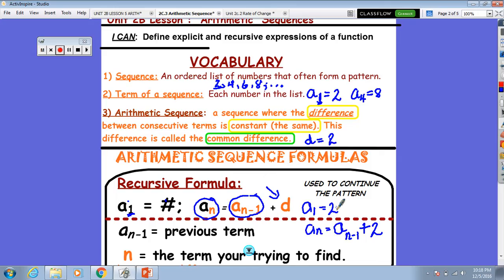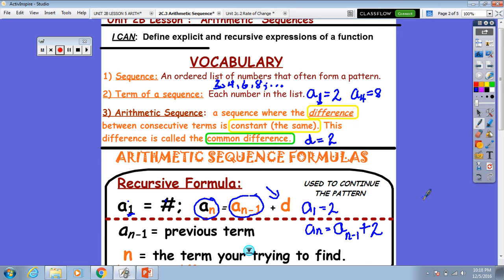So you tell me what the first number is. Keep A sub N equals A sub N minus 1. This will always be present, and you will never change any of the letters or numbers in these first two things. And then you will put whatever the pattern number is at the end. So if I'm adding 2, I put plus 2. If I'm subtracting 2 to continue the pattern, I would put minus 2. Okay? And that's it. So I know the formulas look like they're very hard, but they're very easy.